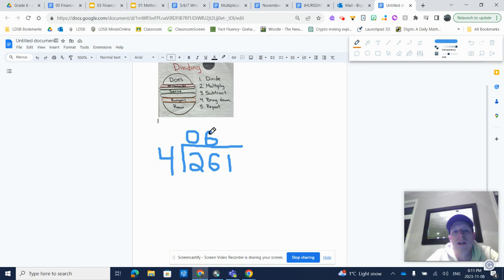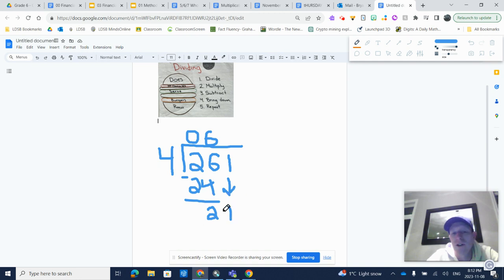Now I'm going to multiply. 6 times 4 gives me 24. So after I multiply, I subtract. So 26 minus 24 gives me 2. After I subtract, I'm going to bring down my next number. My next number to bring down is the 1. So now I have 21 here.